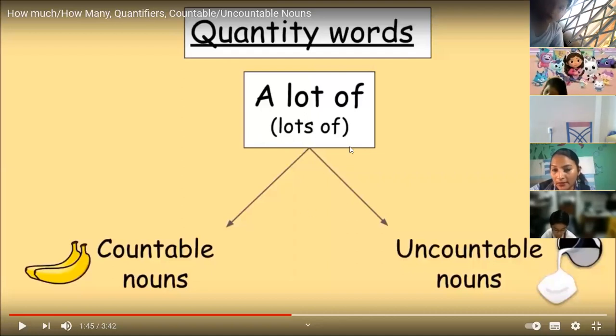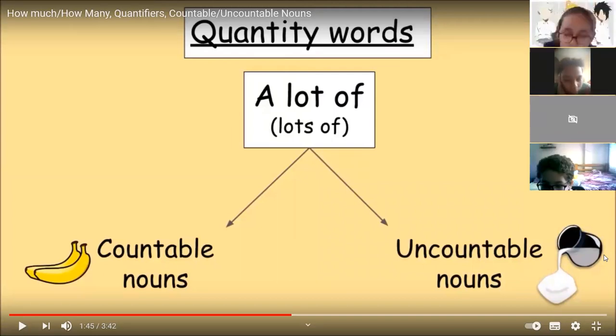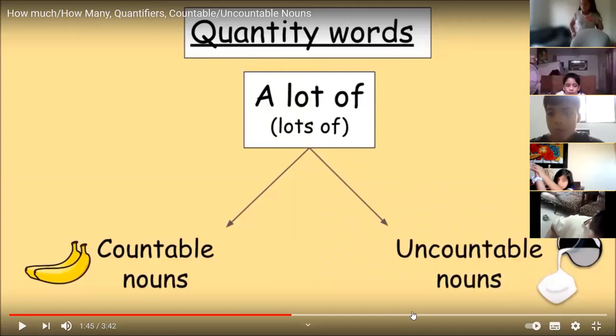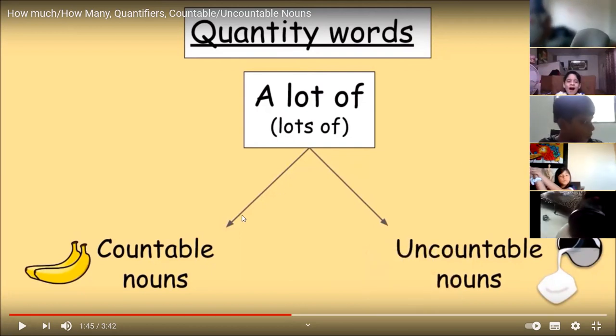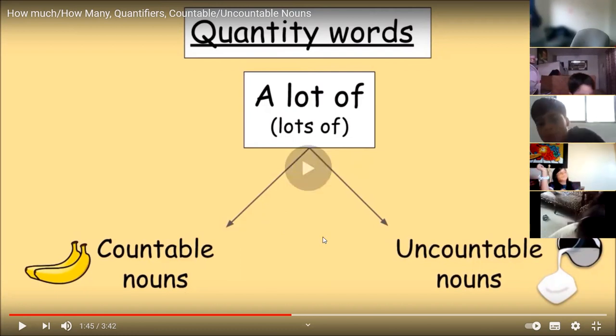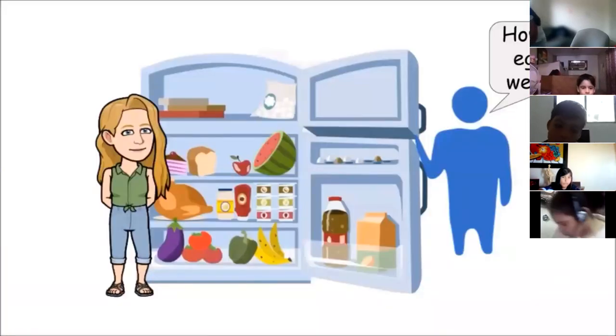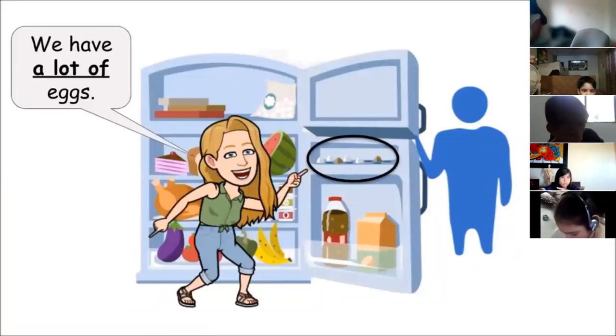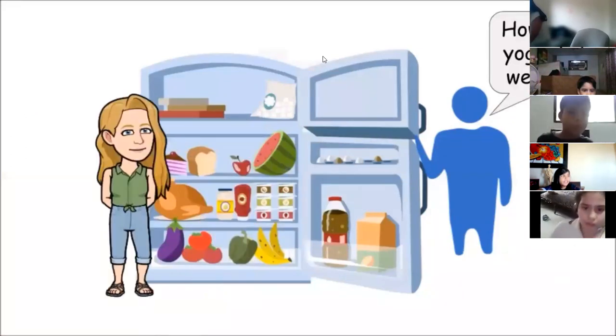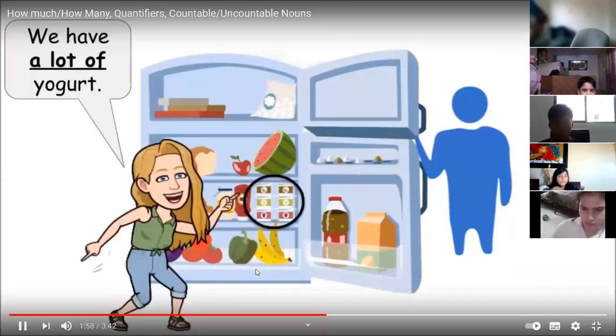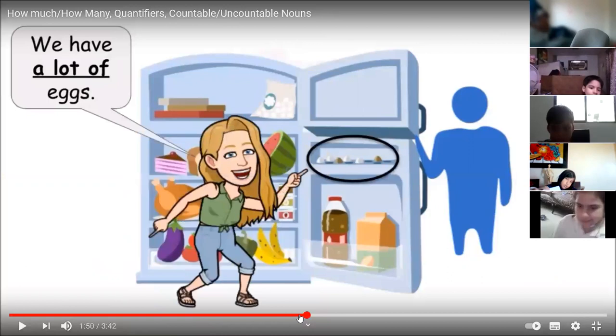In this case, a lot of is a word that works with countable and also uncountable nouns. Trabaja con ambos, con sustantivos contables y también con los sustantivos incontables. You can see here in the example, a lot of bananas, a lot of milk. You can use it with both. For example, how many eggs do we have? We have a lot of eggs. How much yogurt do we have? We have a lot of yogurt. And you can see here words with both, right? With countables and also with uncountables.